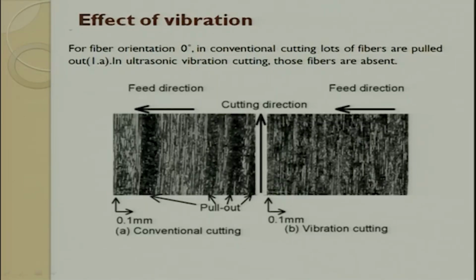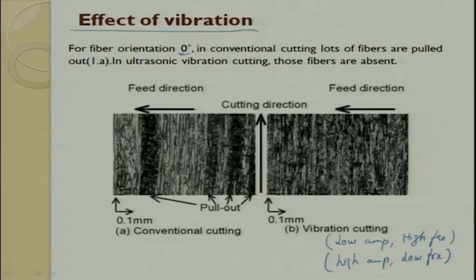When we do this with respect to vibration, you can see the orientation in 0 direction. This is the orientation with 0 degree, and this is conventional cutting, this is vibratory assisted cutting. The vibration can be low amplitude, high frequency, or it can be high amplitude, low frequency. You can use any one of the vibrations and try to get it.